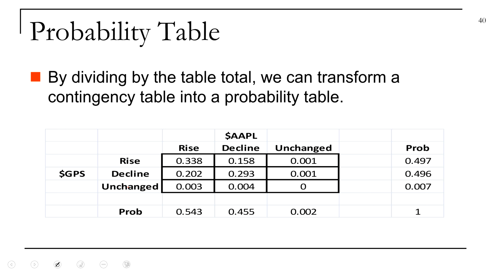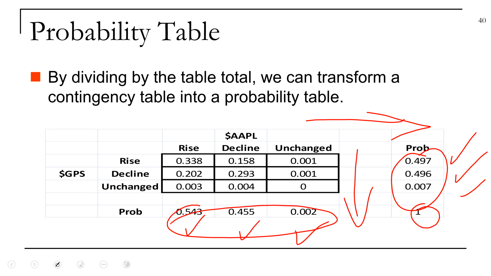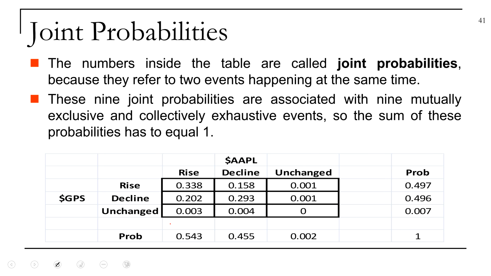We sum up everything inside this table, it's going to sum to 1. What you can also do is sum across, and you can also sum down. So if you sum down, you get these numbers. You sum across, you get these numbers. And it turns out that these numbers add up to 1 also, and these numbers also add up to 1.